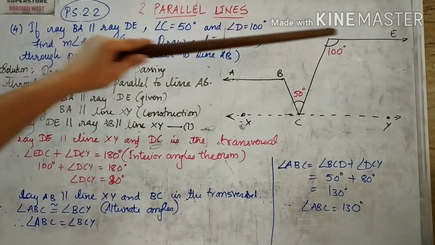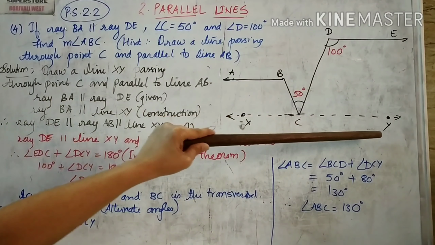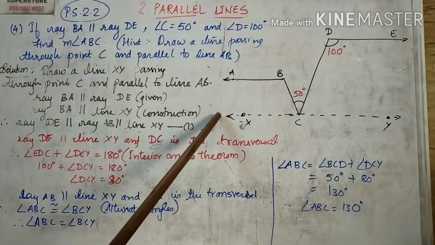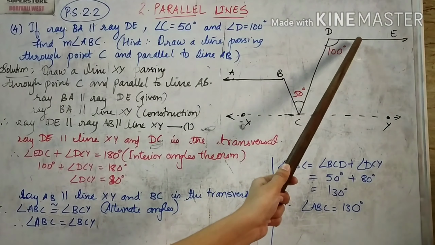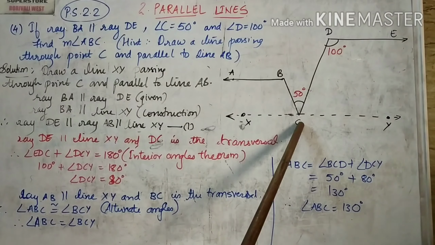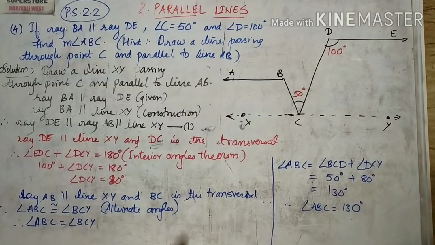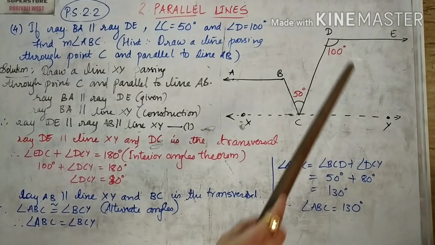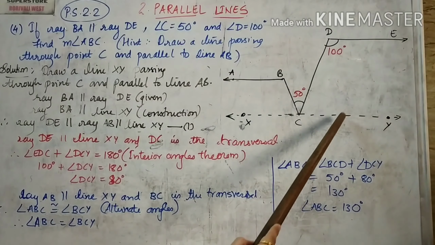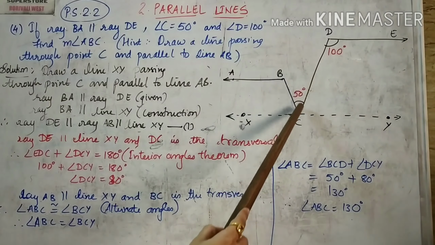We write down ray DE is parallel to ray XY. A line XY. This is a line, see, and this is a ray. So I write down ray DE is parallel to line XY and DC is a transversal. I'll say DC. See, transversal is that line which intersects both the lines. Now this is a line which is intersecting this as well as this. So DC is a transversal.